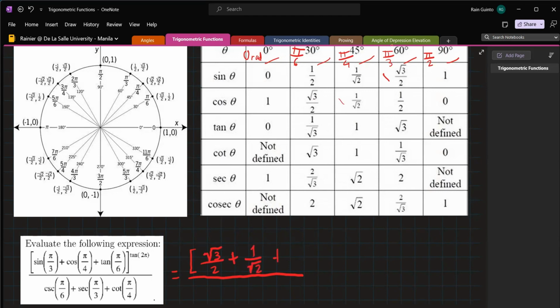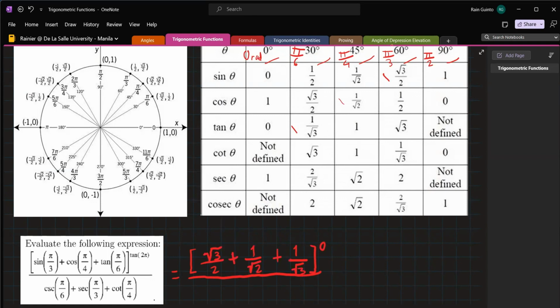And we have tangent of pi over 6. Pi over 6 is equal to 30 degrees, and its tangent is 1 over square root of 3. Then it is going to be raised to the value of tangent of 2 pi. So what is 2 pi? Notice that 2 pi is actually just 360 degrees, and 360 degrees is coterminal with 0 degrees. So it's basically asking for the tangent of 0 degrees, which is 0.